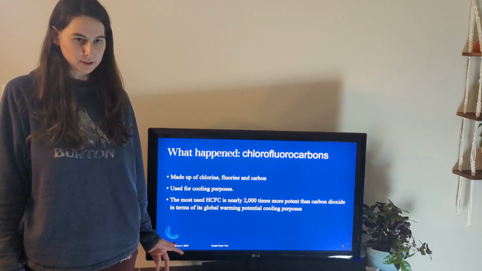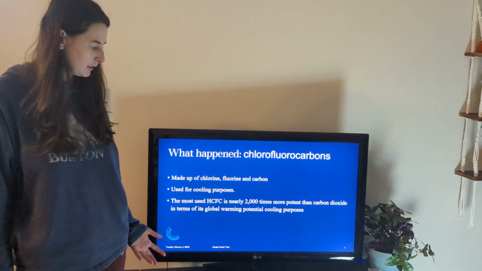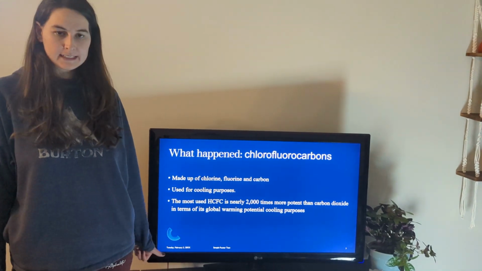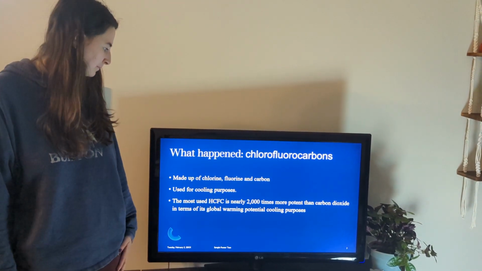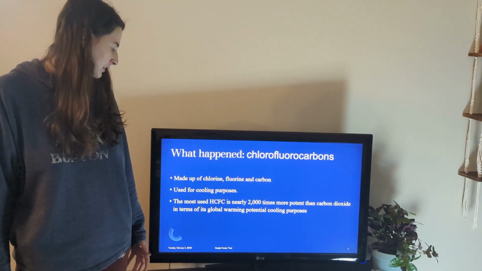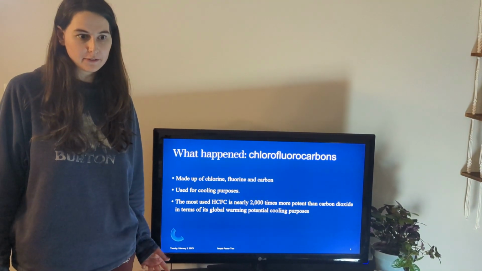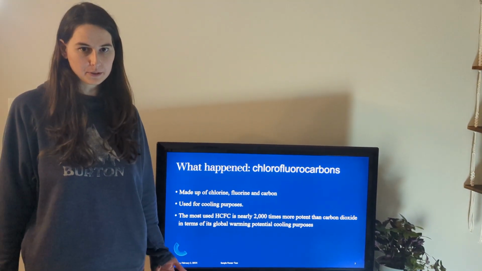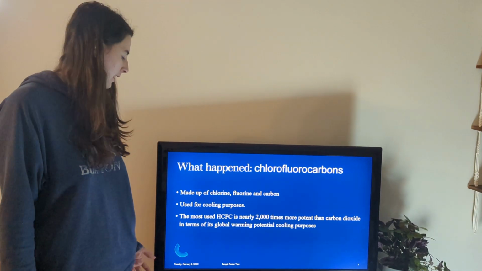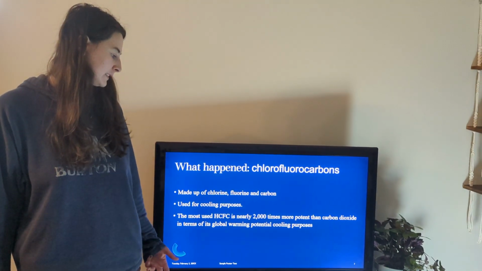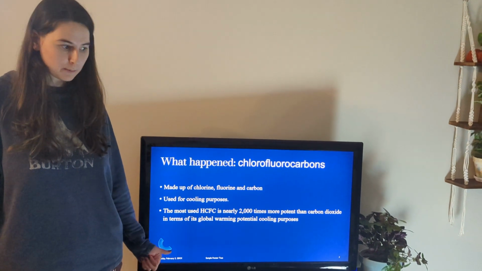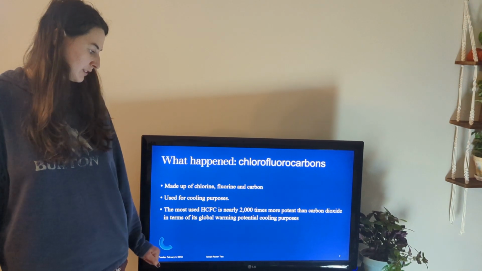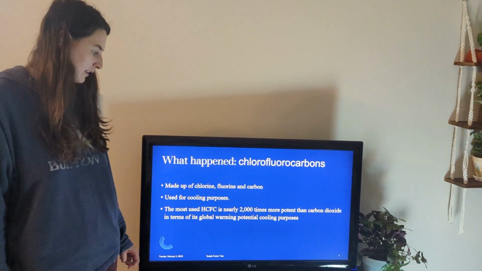So what happened to the ozone layer to cause a hole? We have chlorofluorocarbons. They contain chlorine, fluorine, and carbon. And these chemicals were invented for cooling purposes, so in refrigerators, air conditioners, or other cooling appliances that you might think of. And hydrochlorofluorocarbons are nearly 2,000 times more potent than carbon dioxide. So this has a huge effect in global warming potential.